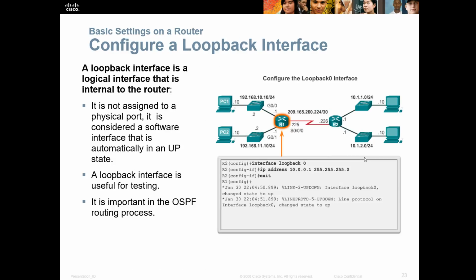Configuring a loopback. A loopback is just a specialized address that allows you to communicate back with yourself. That way you can test connectivity, and when we start getting into certain dynamic protocols like OSPF, it plays an important part. But you just navigate to interface loopback, and whatever loopback number that you want, and then you assign it an address. That way we can verify end-to-end connectivity.